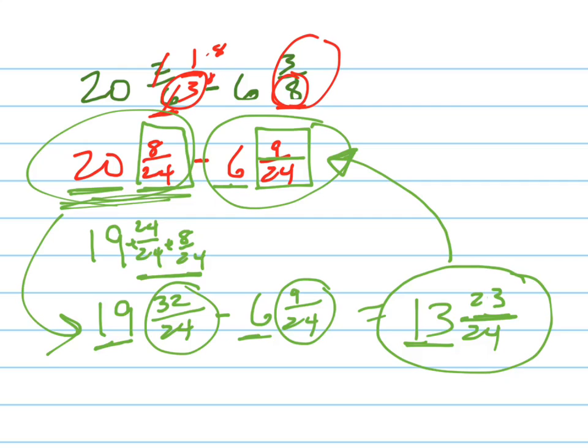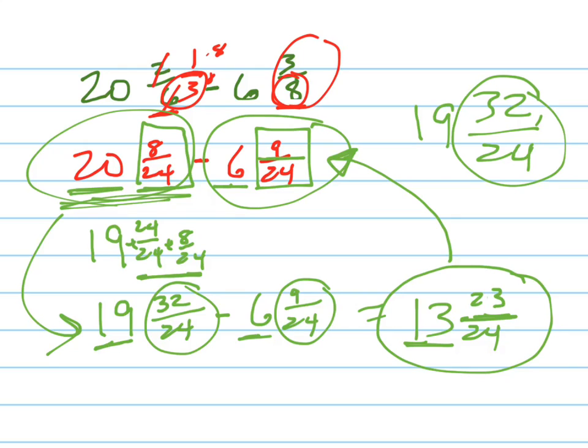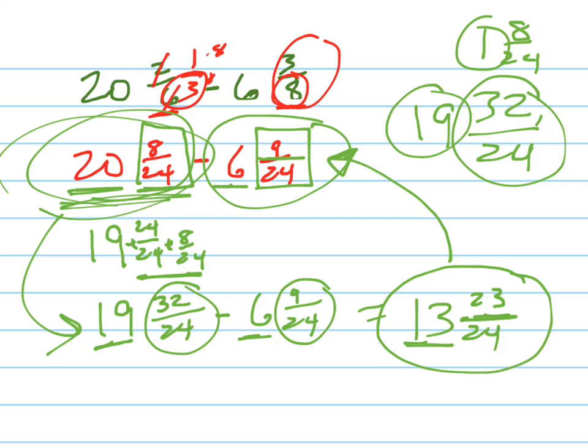32/24. But 32/24, notice we're going backwards now from that process. 32/24, that's bigger than 1. So we're going to take the 1, that's going to be 1 and 8/24, and we're going to take that 1 and the 19 and add them together, and that gives us 20 and 8/24. So it works.